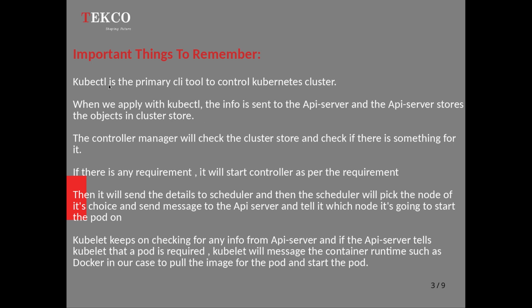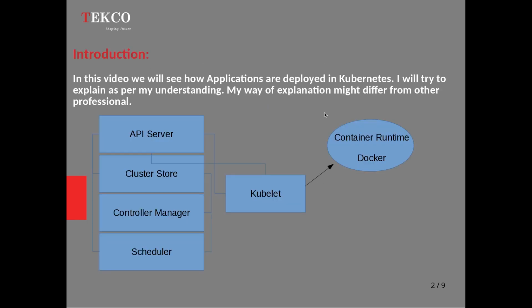One important thing: kube control is the primary CLI tool to control a Kubernetes cluster, and I hope there should be no confusion about it. Now, whenever we apply with kube control, the information is sent to API server, and the API server stores the object in the cluster store. So any information we apply with kube control is sent to API server, and API server then stores this information in the cluster store in the form of an object.